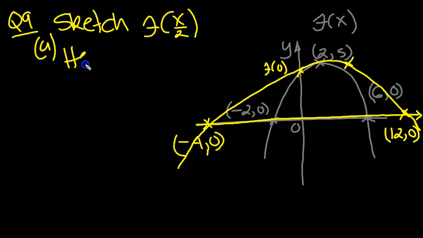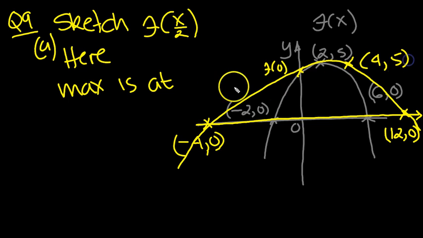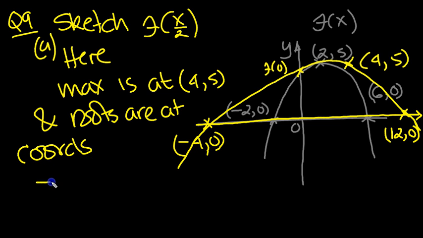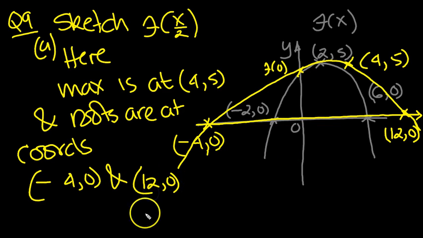So here I just specify max is at this point here, which we said was 4, 5, and roots are at coords -4, 0, and 12, 0, wasn't it? Sorry about the mess, but I think in principle, that shows the essence of the question. Okay, part A done. Great.